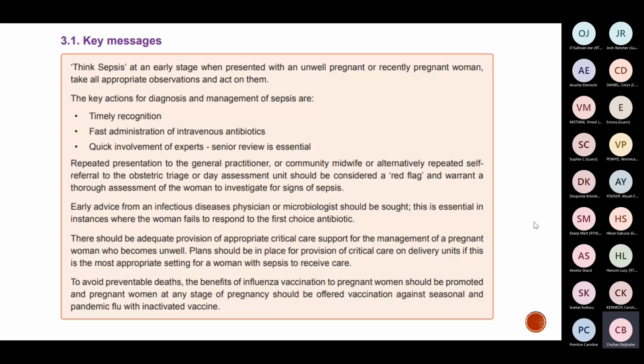It talks about thinking about sepsis at every stage in someone that's unwell, who's currently pregnant or recently delivered, thinking about timely recognition, fast administration of IV antibiotics, involvement of expert senior review at an early stage. If they keep going back to the GP or the community midwife, coming back to DAU or your obstetric unit, that's a red flag in itself.